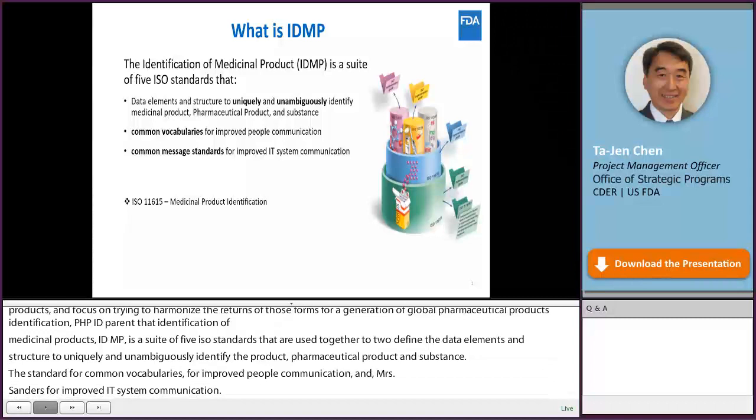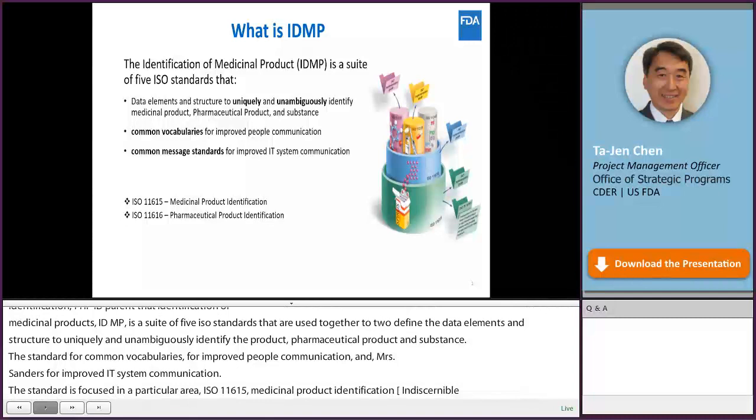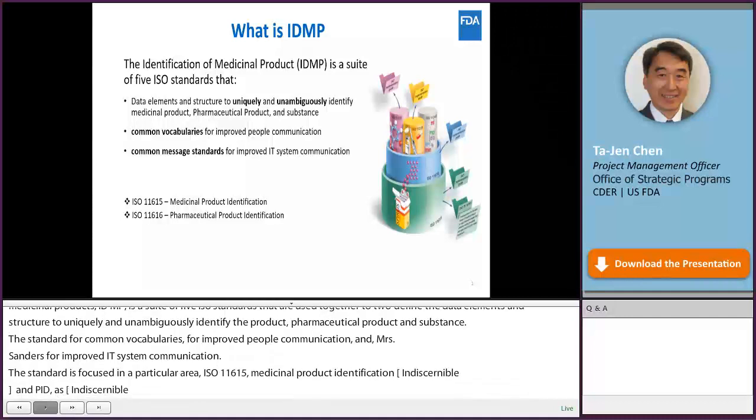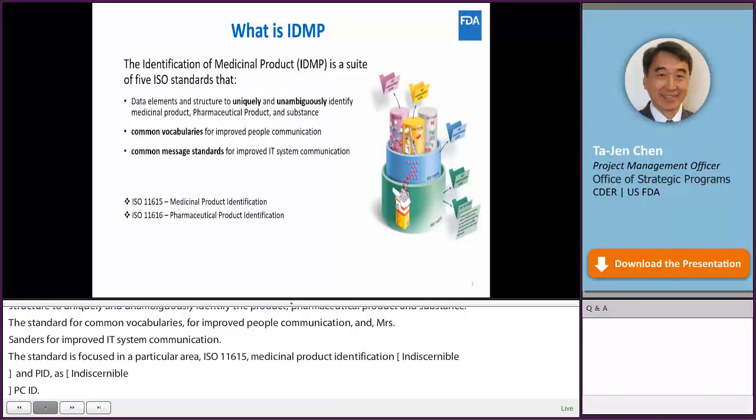11615 defines medicinal product and specifies the identification at medicinal product level as MPID and packaged medicinal product as PCID. 11616 includes algorithm to calculate pharmaceutical product identifications, PhPIDs, based on a combination of substance, strength with unit, and dose form.